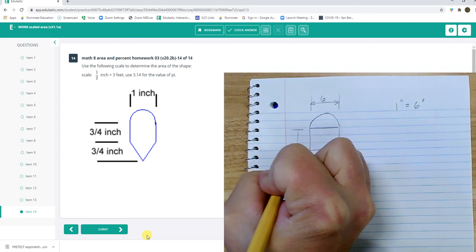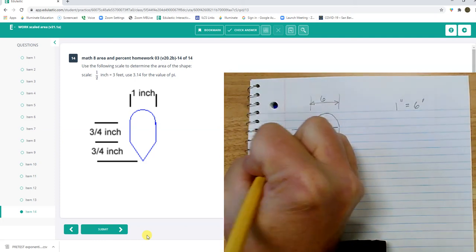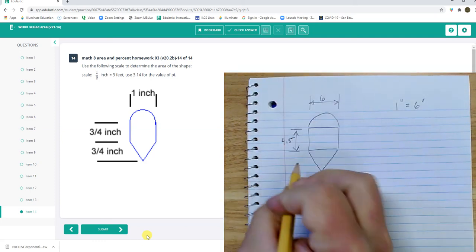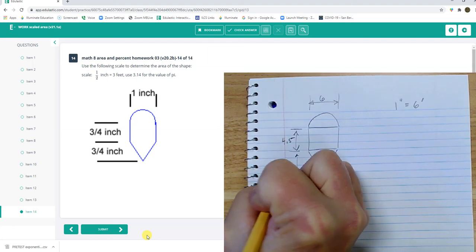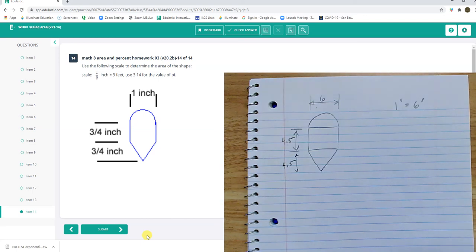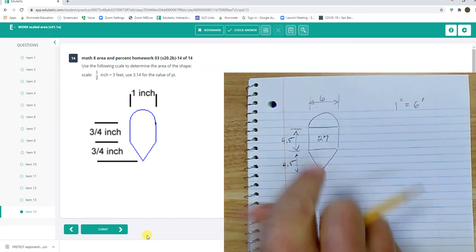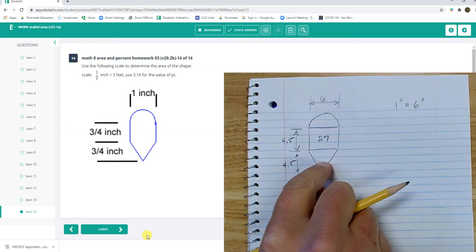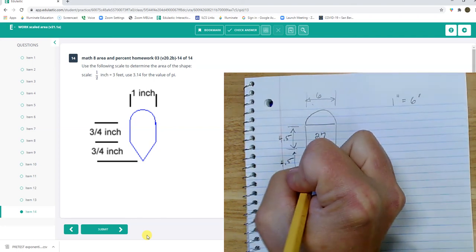This is 0.75 times 6, so this is 4.5 feet. And then this is also going to be 4.5 feet. Okay, so let's do this one. 4.5 times 6. This is 27. This is 6 times 4.5 divided by 2, which is 13.5.